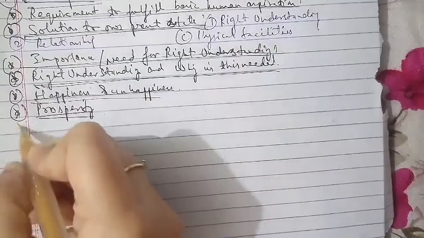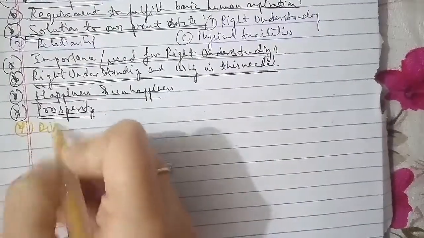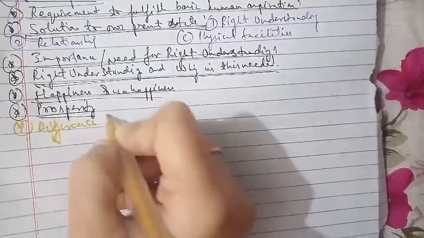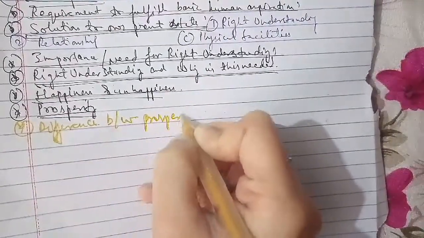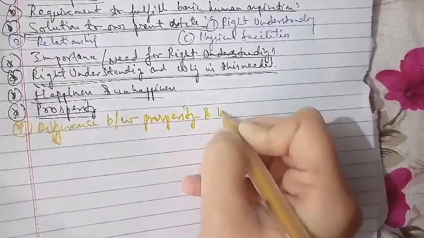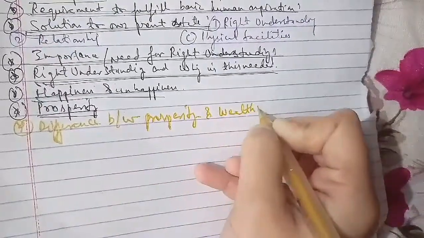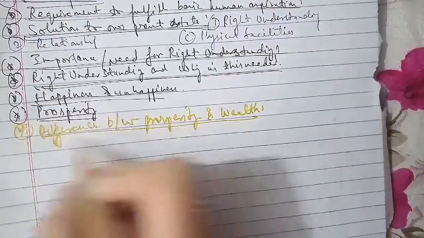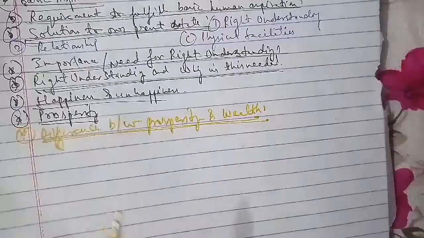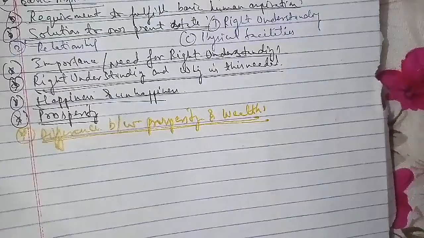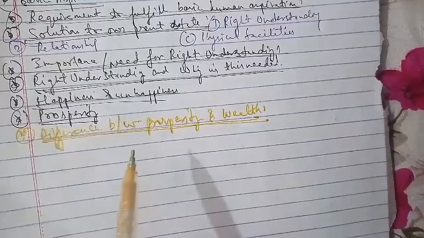Difference between prosperity and wealth. In terms of prosperity, prosperity refers to the state of having an abundance of material assets and money, as well as contributing factors like health and happiness.